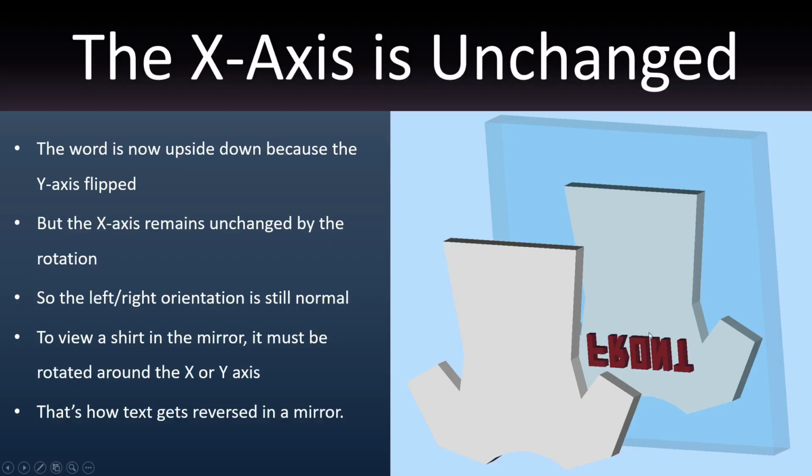But the top and the bottom of the letters have changed around. The F is upside down, the R is upside down, the T is upside down. All of the letters are upside down.